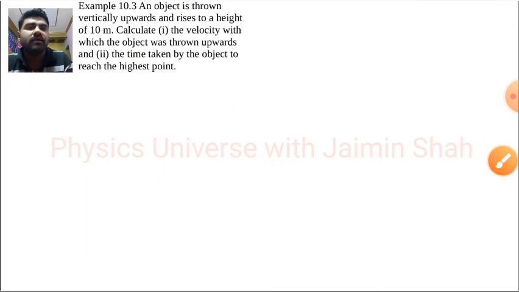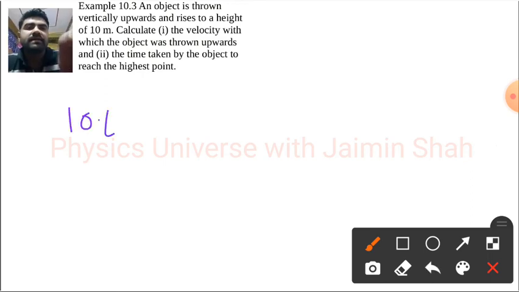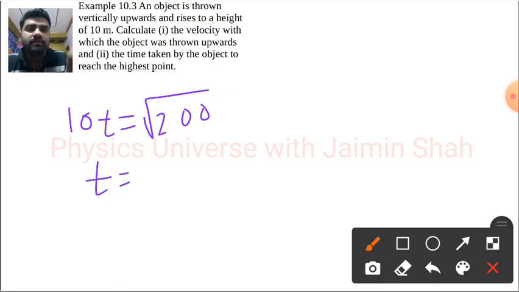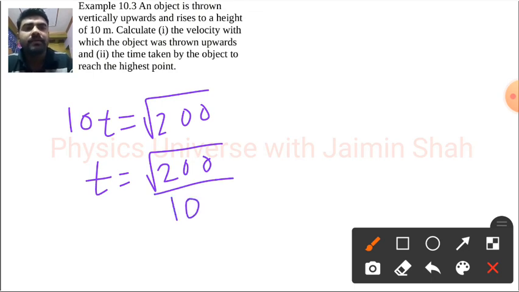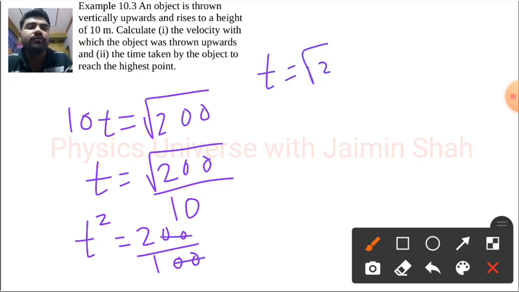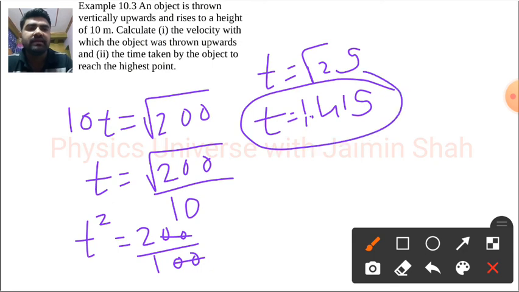Now here we have 10t is equal to under root 200. So t is equal to under root 200 upon 10. If we square both the sides, t square is equal to 200 upon 100. The zeros get cancelled out, and t is equal to under root 2, in seconds. So t is equal to 1.41 second, because under root 2 is 1.41. So this is our final answer, the time taken by the object to reach the highest point.